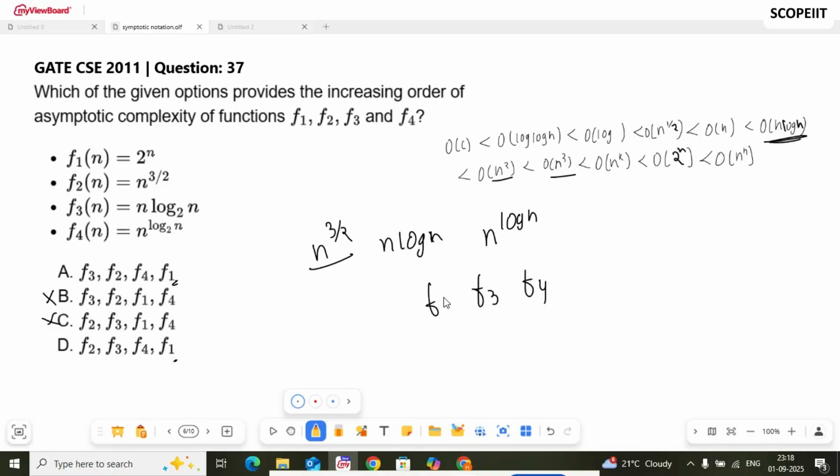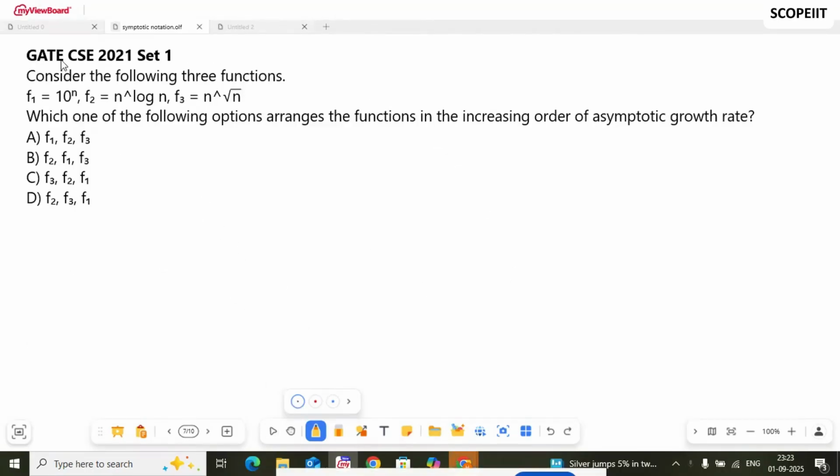So what will be the order? Here it will be f2, and the last, I already told you, f1. So the correct order is f2, f3, f4 and f1. Now let us compare the options. Yes, the correct answer is option D: f2, f3, f4 and f1. I hope it's clear. If you learn this order of growth, you can solve this type of question easily.